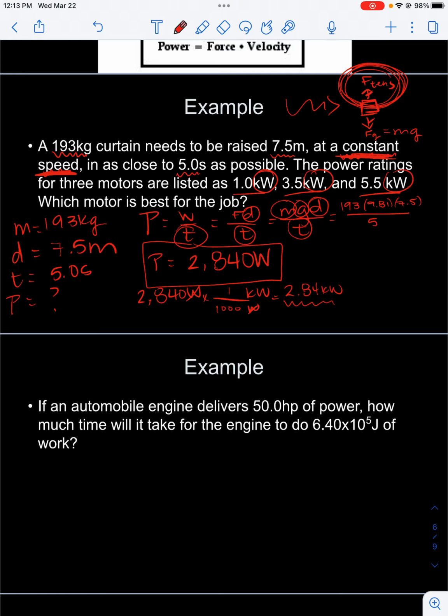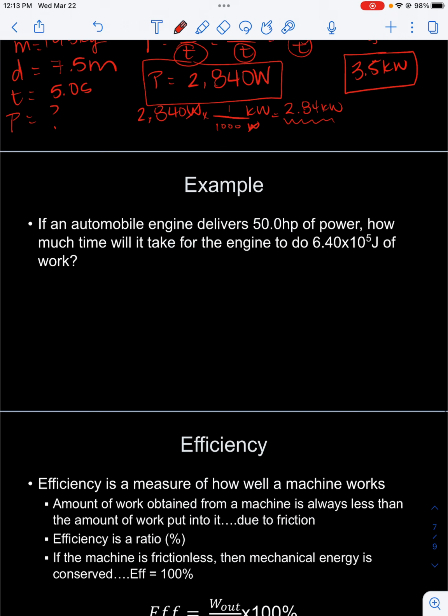All right, so we look at our motors. Is the 1 kilowatt going to work? No, it does not have enough power. The 5.5 kilowatt, it does have enough power, but that's kind of overkill. So our best answer would be the 3.5 kilowatt motor. It has enough, obviously, but it has just a little bit more. So the 3.5 kilowatt motor would be the best choice.